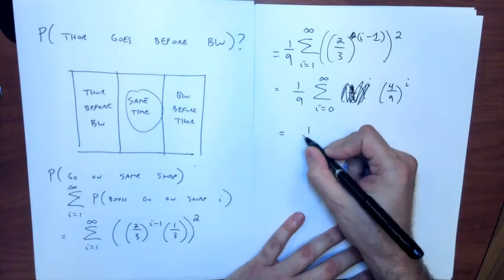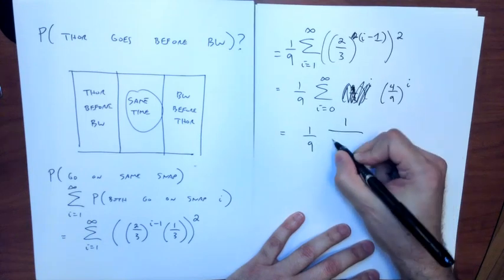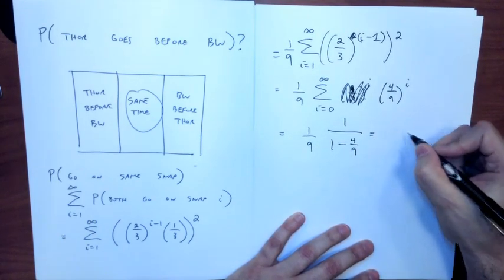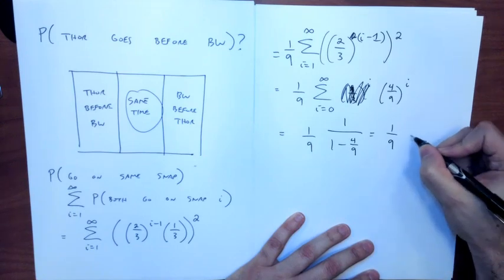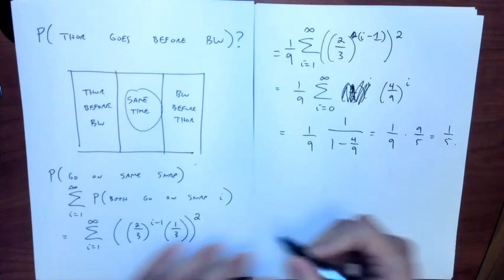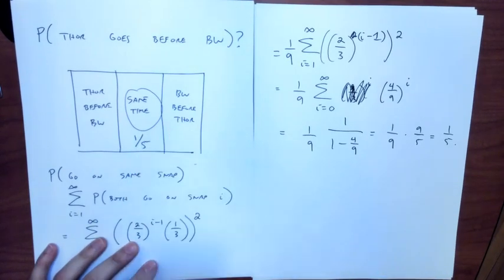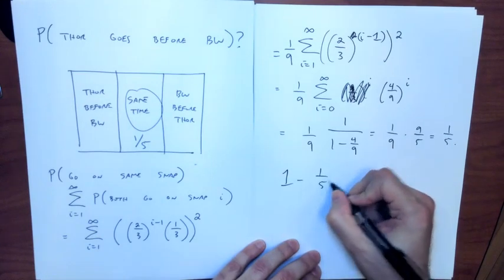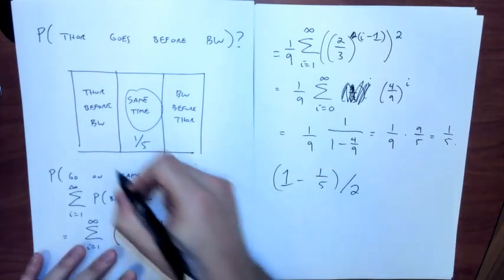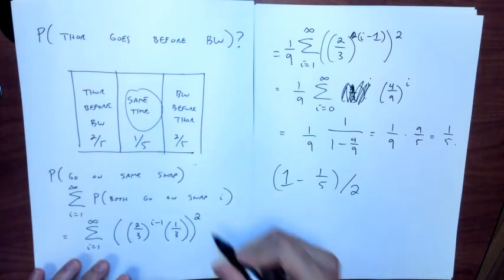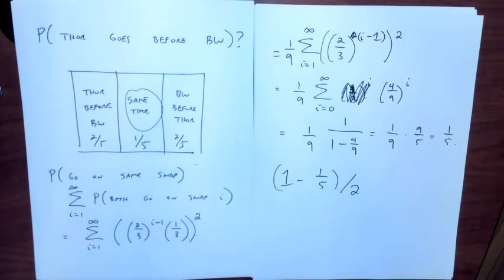Right, so now this is going to be 1/9 times 1 over 1 minus 4/9. That's 1/9 times 9/5, which is 1/5. So the probability of being in this possibility is 1/5, and then it must be 1 minus 1/5, divided by 2. That means I have 2/5 probability of this and 2/5 probability of that. So the answer is 2/5.